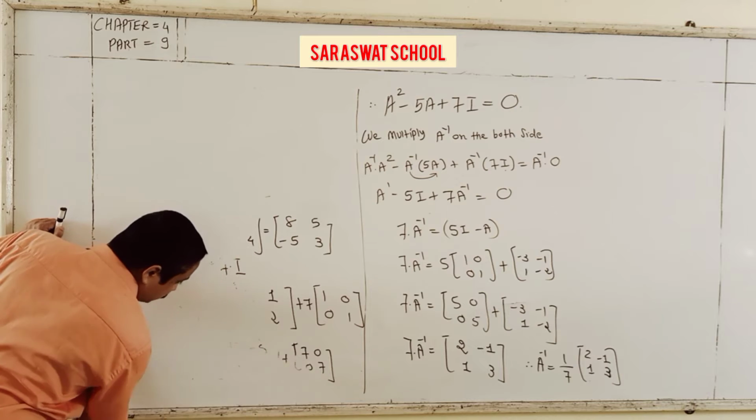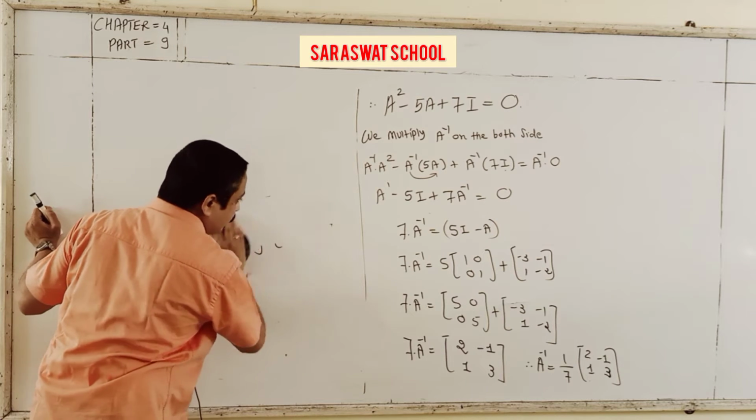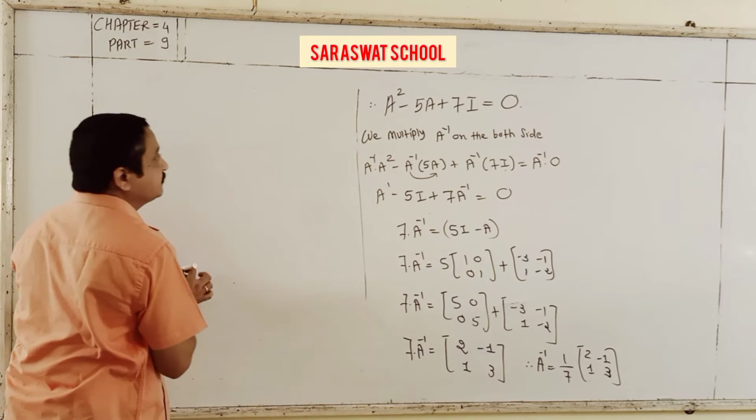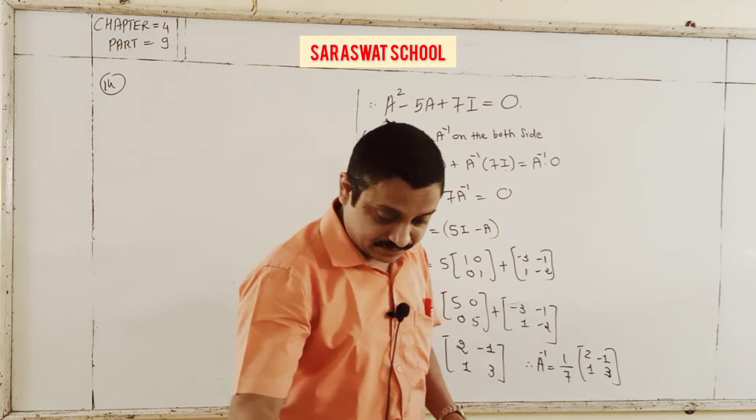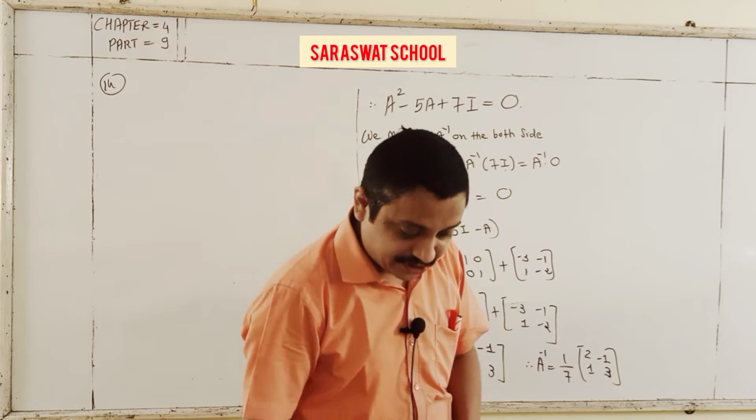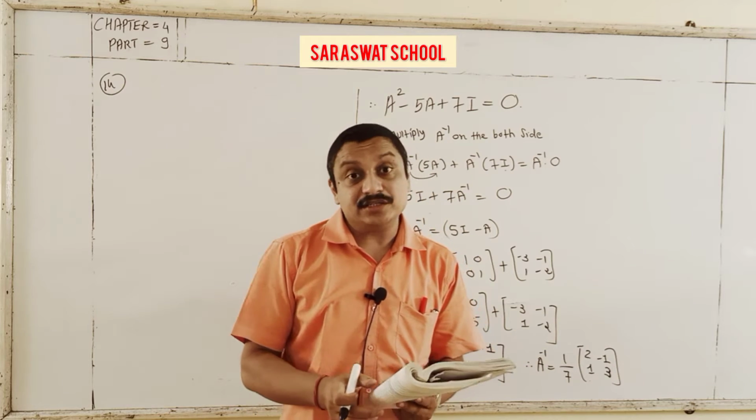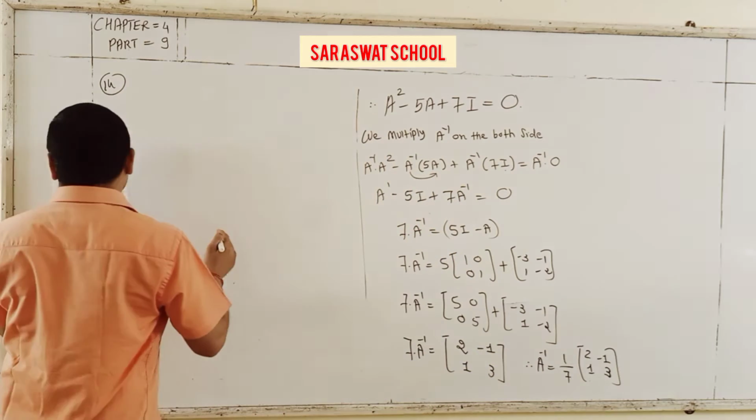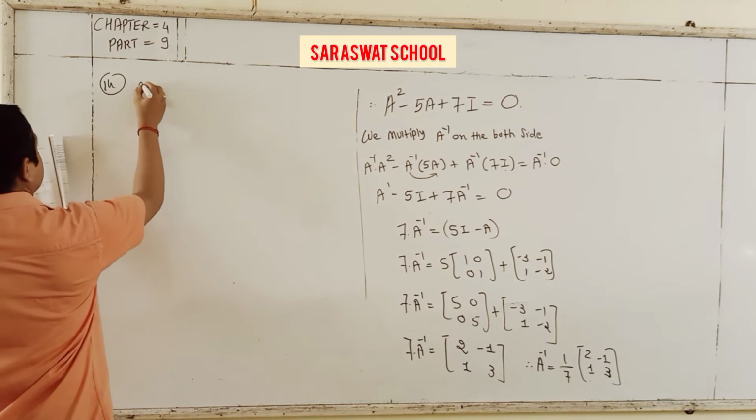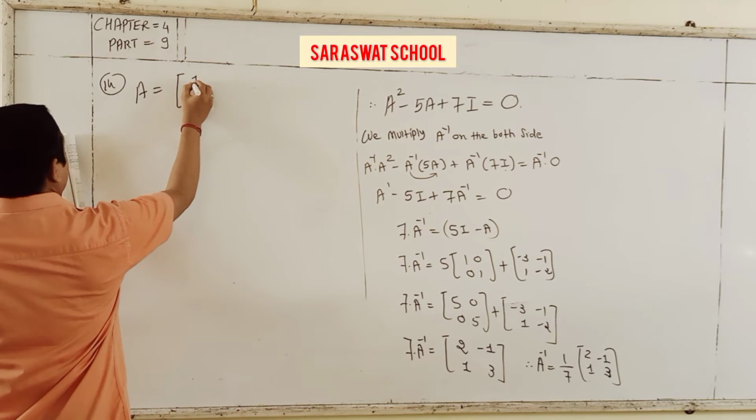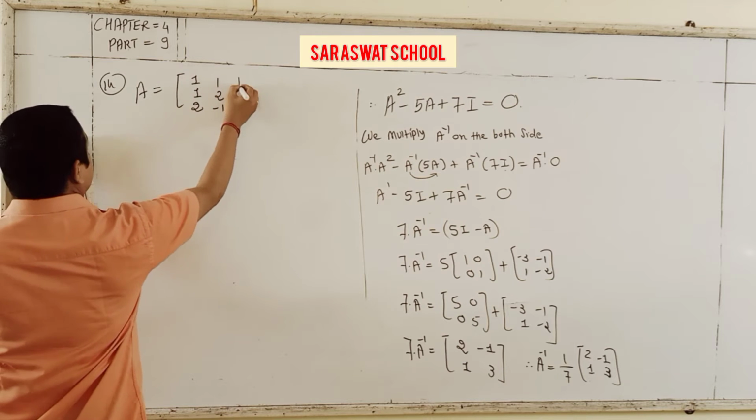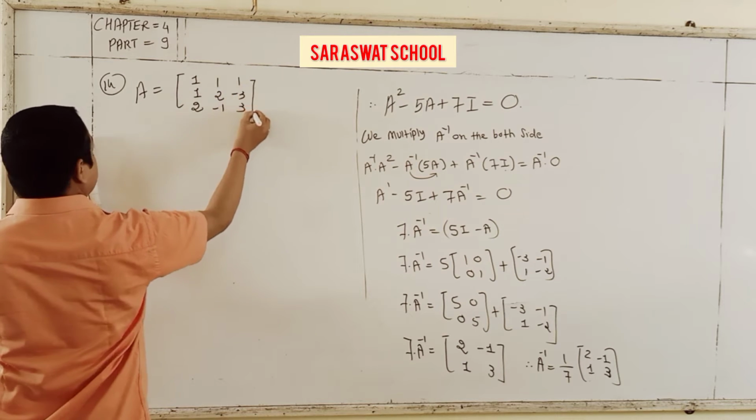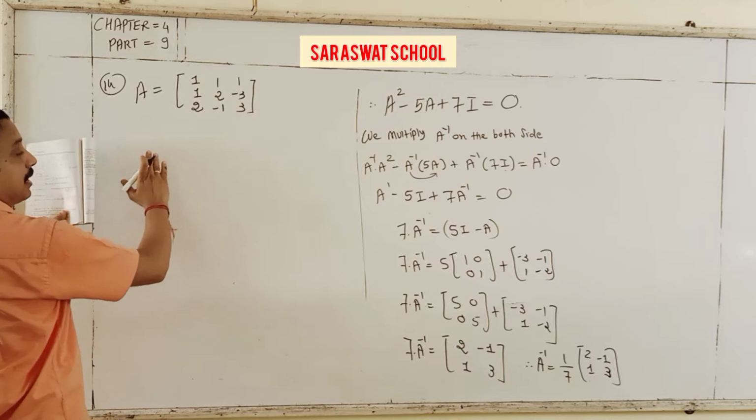14. Same process running and very easy questions. 14th one. For the given matrix A and equations, find out A and B. So for matrix A, 1 1 2, 1 2 minus 1, 1 minus 3 3. Sorry, by mistake I wrote that.